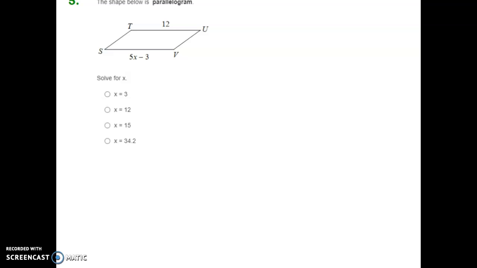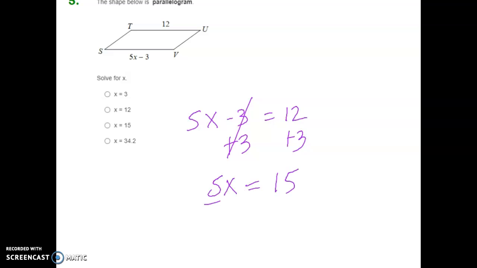Number 5, the shape below is a parallelogram, so we know that the opposite sides are congruent. So we go ahead and set 5x minus 3 equal to 12. Add 3 to both sides, just solving using our algebra skills now. Divide both sides by 5, and we get the value of x is 3.